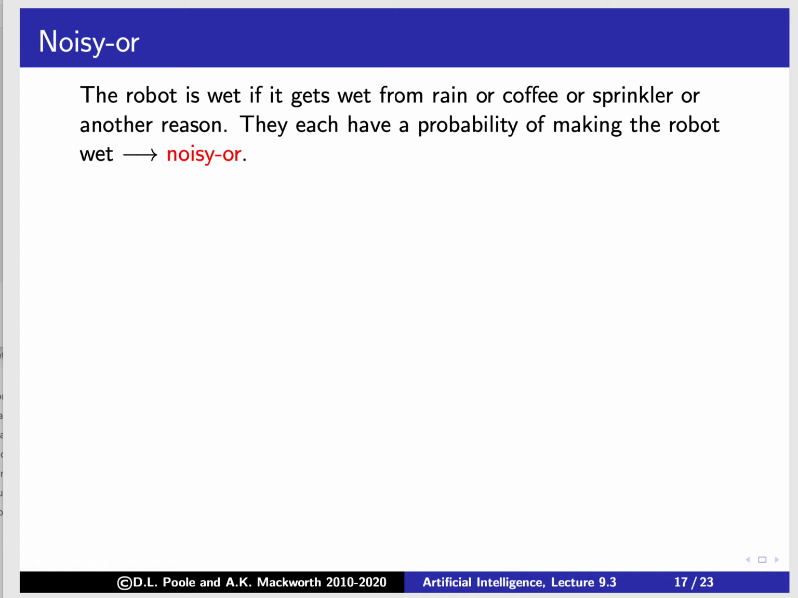So the robot is wet if it gets wet from rain or coffee or sprinkler or another reason. And they each have a probability of making the robot wet. This is what's called a noisy OR, because there's a whole lot of ways of doing it. If it gets wet from rain, then it's wet. If it gets wet from coffee, then it's wet. If it gets wet from sprinkler, then it's wet. That's why it's called an OR. So it's wet if it gets wet from rain or coffee or sprinkler or another reason.